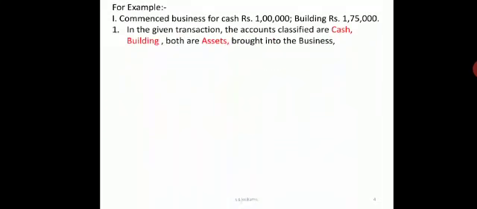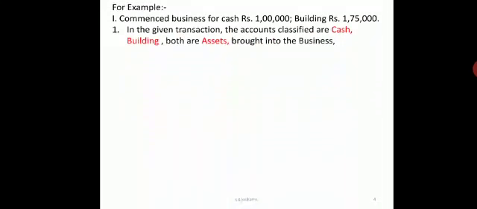Now we'll see an example of how it is done. I am commencing business with cash rupees 1 lakh, building 1,75,000. So in this transaction, first I'm classifying the accounts. I have cash account, building account, both are my assets which are brought into the business.